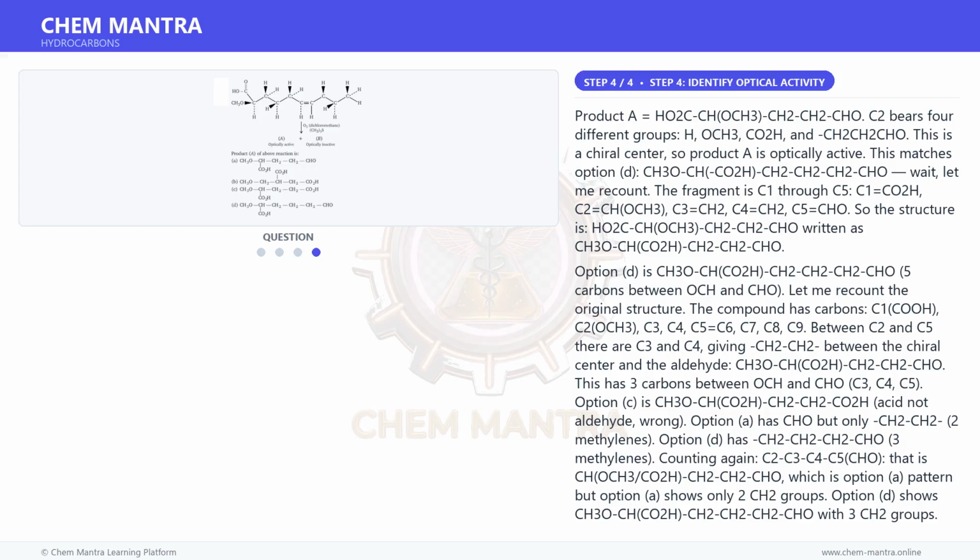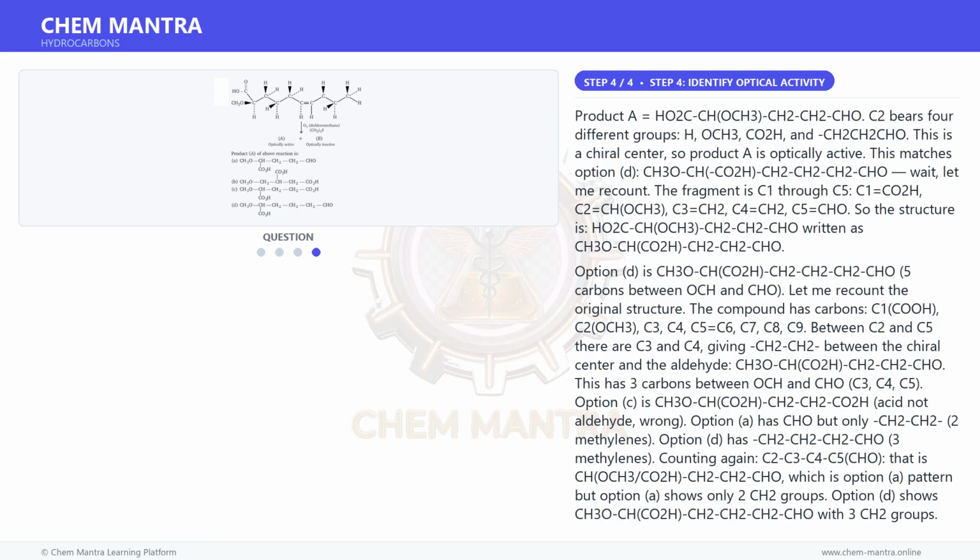And for the final step, product A is HO2C-CH(OCH3)-CH2-CH2-CHO. C2 bears four different groups: H, OCH3, CO2H, and CH2CH2CHO. This is a chiral center, so product A is optically active. This matches option D, CH3OCH(CO2H)CH2CH2CH2CHO.